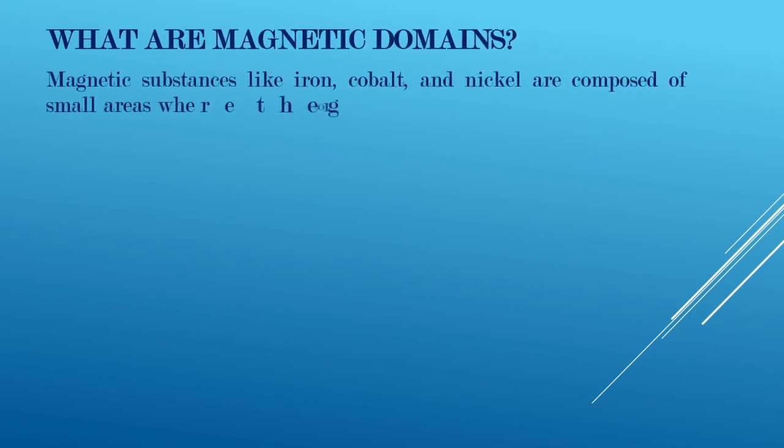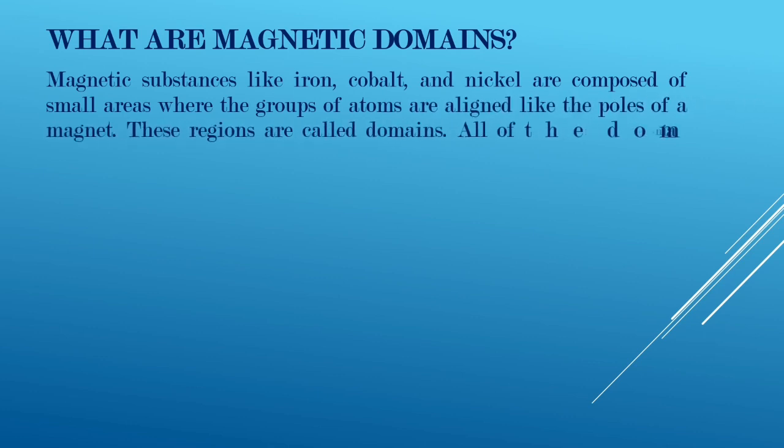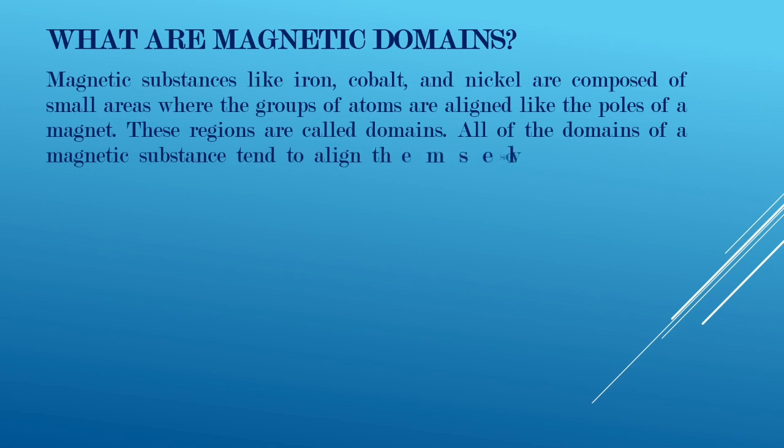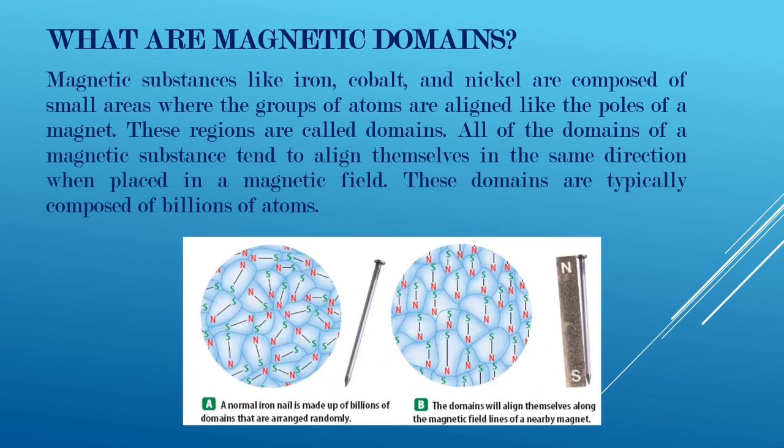What are magnetic domains? Magnetic substances like iron, cobalt, and nickel are composed of small areas where the groups of atoms are aligned like the poles of a magnet. These regions are called domains. All of the domains of a magnetic substance tend to align themselves in the same direction when placed in a magnetic field. These domains are typically composed of billions of atoms.